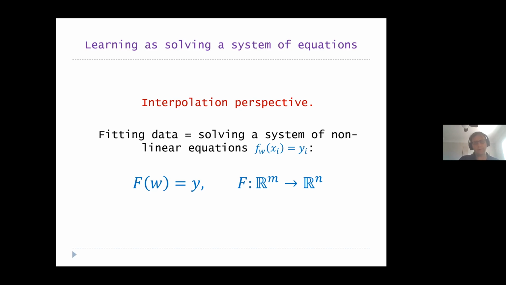But from the optimization point of view, we don't have to worry about that, because we can just think, okay, I just have a problem of fitting the data, and I'm just going to solve that. And the nice thing is that once you take this perspective, your optimization problem is equivalent to simply solving a system of nonlinear equations. I just want f of w of x_i equals y_i. It's a system with the number of equations equal to the number of data points, and the dimension of the w space, the number of variables, equal to the number of parameters of the system. So I can combine it and just write f of w equals y, where f is a function from R^m to R^n.